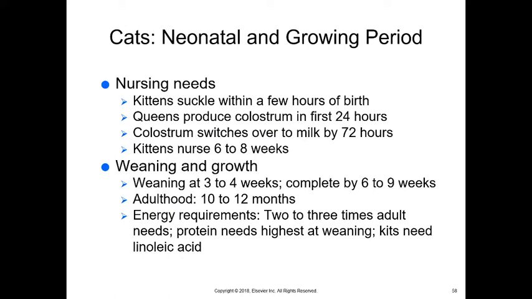Until adulthood at 10 to 12 months, their energy requirements are 2 to 3 times adult needs, and that will be provided for them in the type of food, not the amount of food, but the type of food. So kitten food has a whole lot more energy than adult food. Their protein needs are going to be highest at weaning, and we have to remember that kittens need linoleic acid.